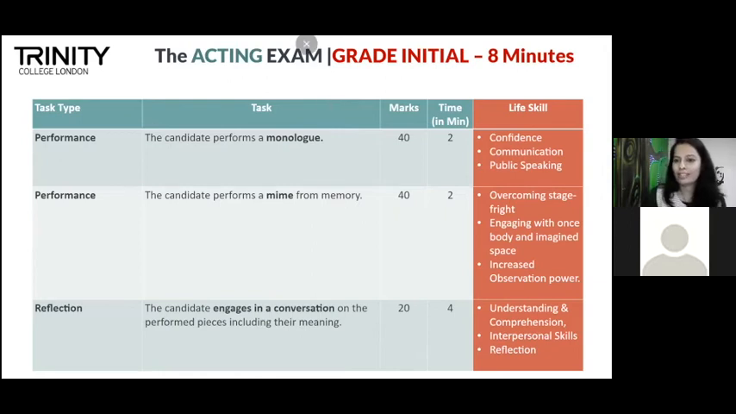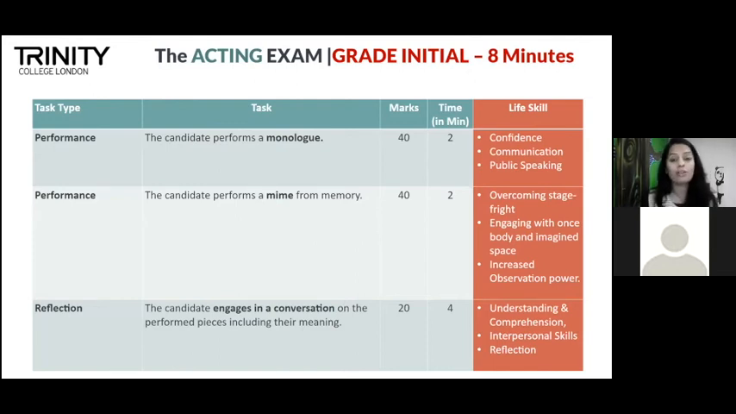Let's look at the skills that each task would build. When we are asked to perform a monologue, the life skills that we get are confidence, communication, and public speaking. You become bold enough when you know when to pause, when not to speak, or when to speak. You are learning how to impress the audience and how to communicate your ideas in the best possible manner. With mime, you are overcoming stage fear.